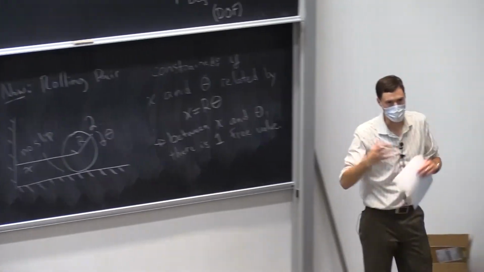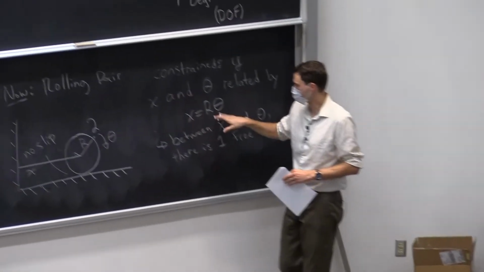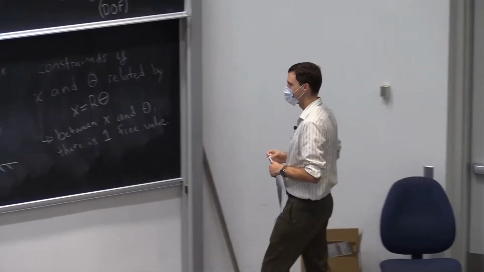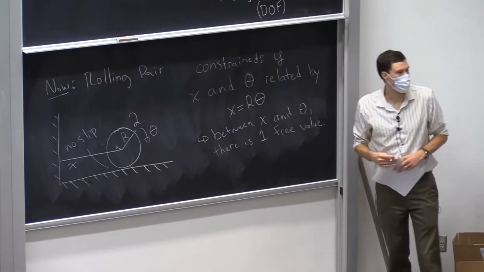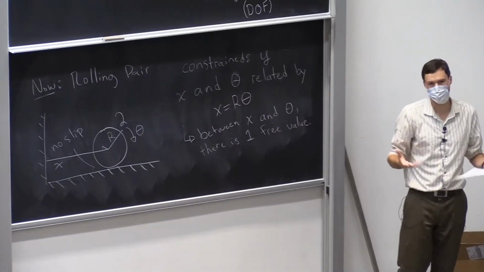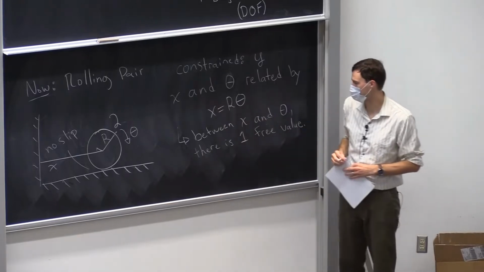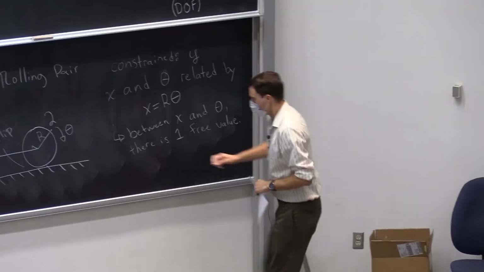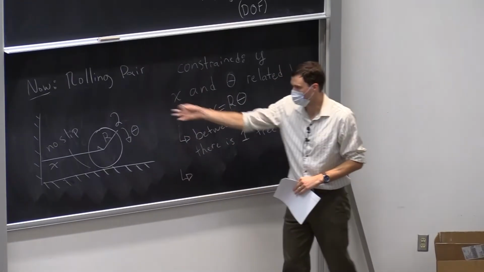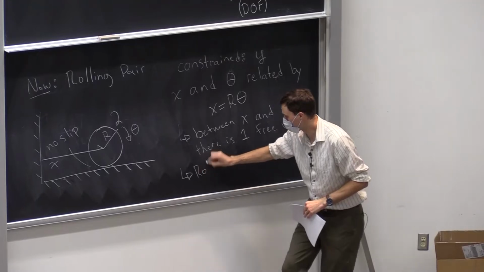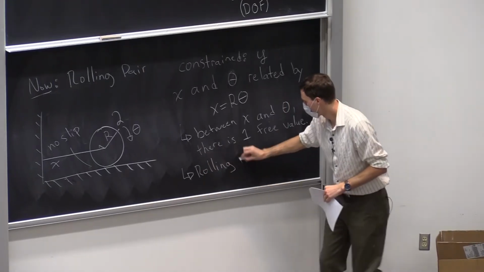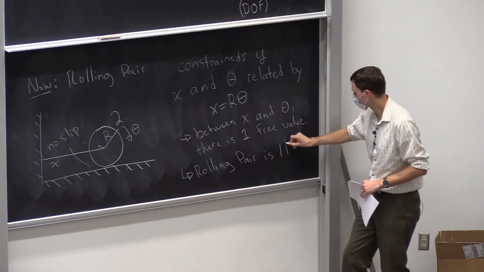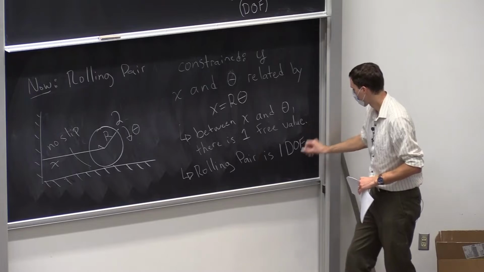Okay, so we don't have a special name necessarily for these variables which are related to each other. It comes up in many different ways and mechanisms. But anytime two of your variables are related like this, you can say they basically count like one now, right? If I tell you theta, you can calculate x and vice versa. So that means for this mechanism, you only need to specify one number to fix the wheel. So a rolling pair is another example, just like turning and sliding. Our final conclusion here, rolling pair is another 1 degree of freedom kinematic pair.